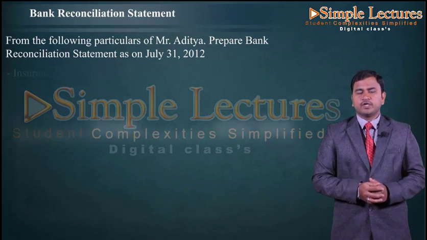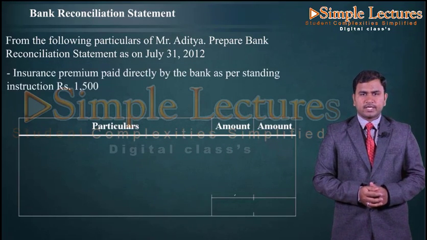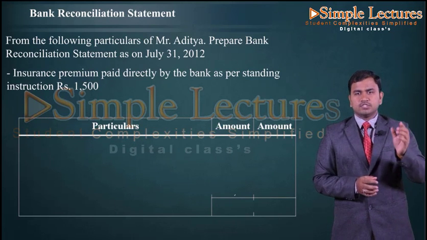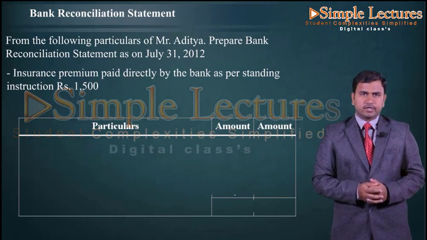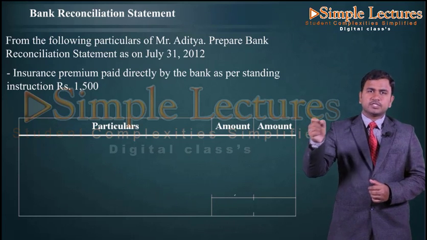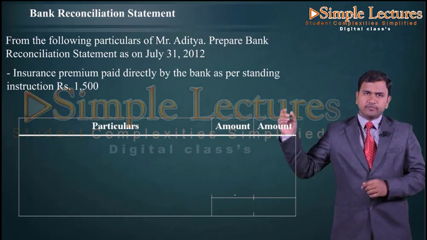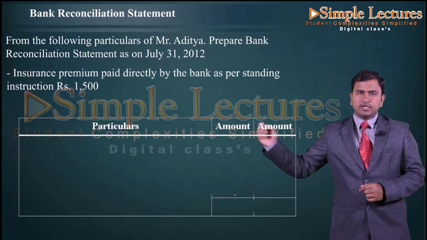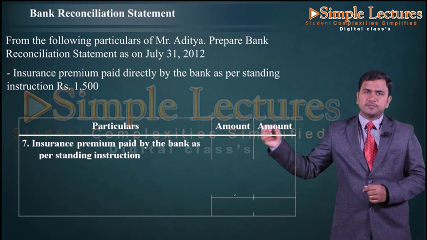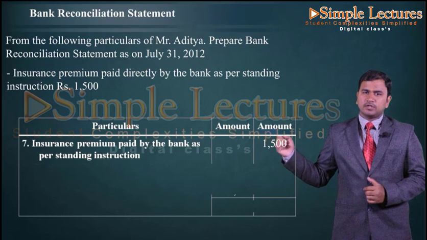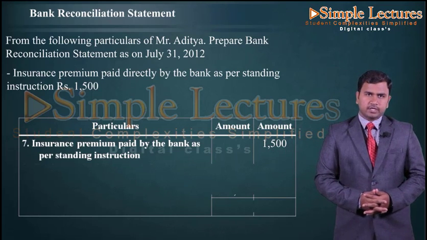Then we have insurance premium paid directly by the bank as per standing instructions, which is 1500. So 1500 was deducted in the passbook which was not deducted in the cash book, that we are going to show in the negative balance here. Serial number 7, insurance premium paid directly by the bank, in the negative amount column, 1500.